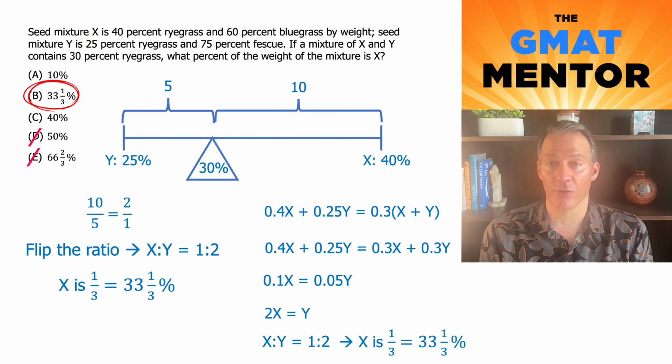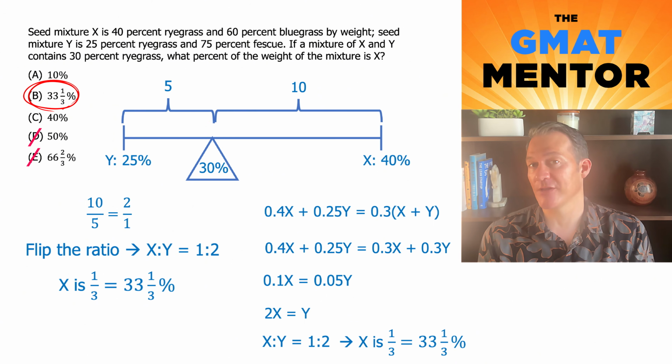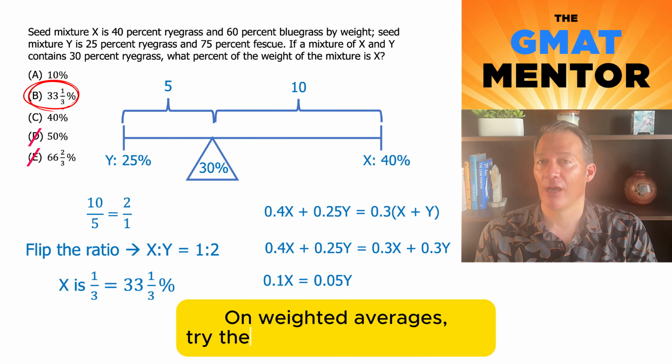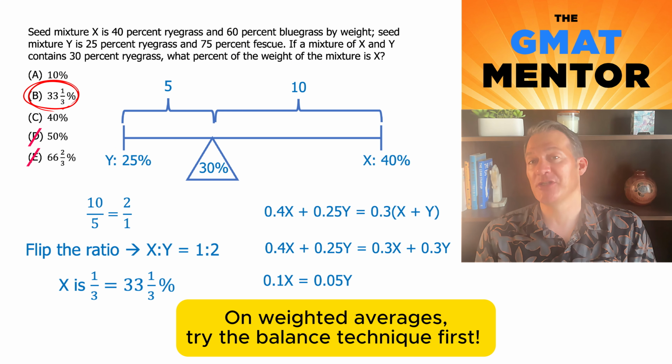So the algebra works, of course, but compare how much cleaner the balancing method is. Once you get comfortable with this shortcut, you often won't even need to draw the scale. While you're learning it, sketching the balance point makes it much easier to see why the ratio goes in the opposite direction. And this is a very useful GMAT pattern. Whenever you have a 2-part mixture or weighted average, look for the balance relationship before you reach for algebra. Hopefully that helps the GMAT make sense.